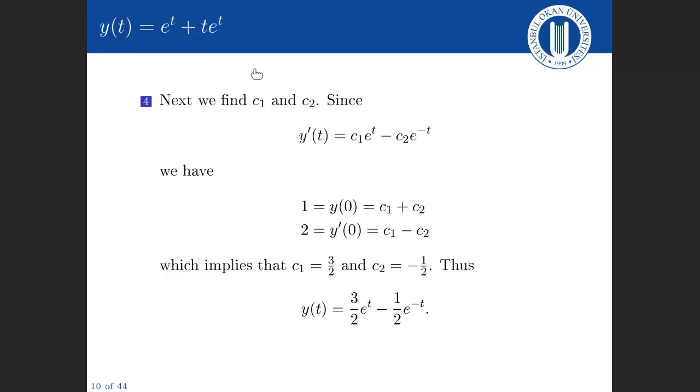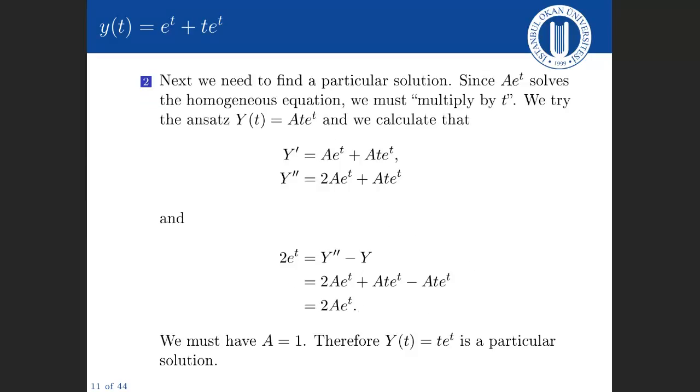Do the same calculation as before, but this time, because we haven't found a particular solution yet, we're looking at a different function y. And so we end up finding the constants C1 is 3/2 and C2 is -1/2. After step 4, let's do step 2.